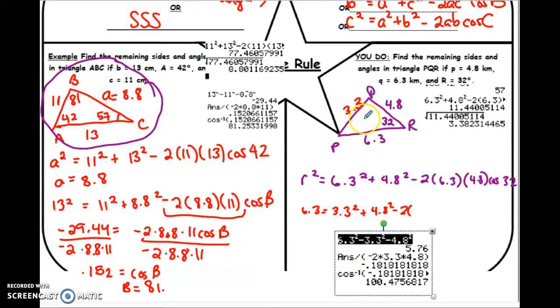angle Q, oops, hold on, I started to write it out for you, 3.3 times 4.8 cosine of Q. So you'll see here, angle Q would be a 100.5. Now, if you were wondering what I was talking about when I said once you start with the law of cosines, you should do the angles with law of cosines also. If you did law of sines for this problem, you would not get a 100.5. You would get the acute angle.